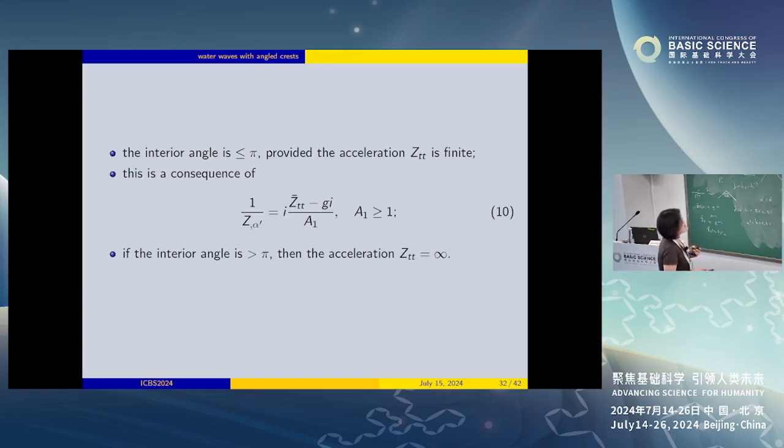So why is the interior angle we care about less than or equal to π? Because we have this equation, right? Remember this equation, where does this come from? This is really the Euler equation, right? Acceleration plus gravity equals i A Z_α, right? Here I just moved A_1 to the right-hand side, and I have replaced little g by 1. So we normally see waves with finite acceleration, right? That means the right-hand side has to be finite. So this means 1 over Z_α cannot be infinity, right? If it cannot be infinity, the angle has to be less than or equal to π, okay?